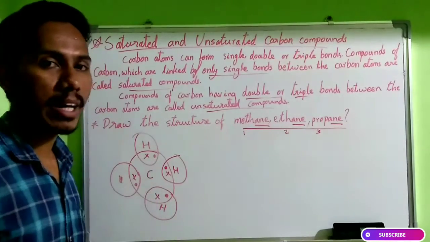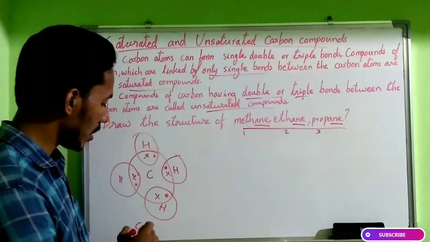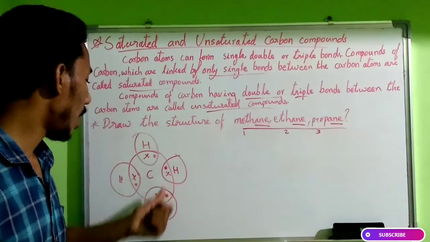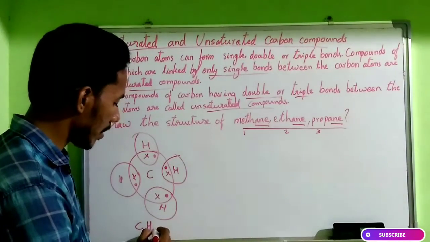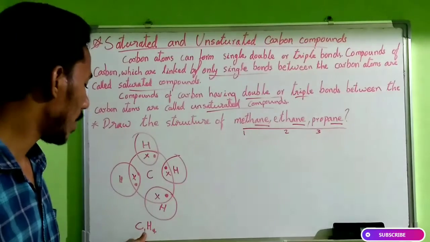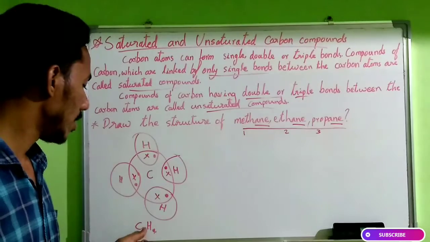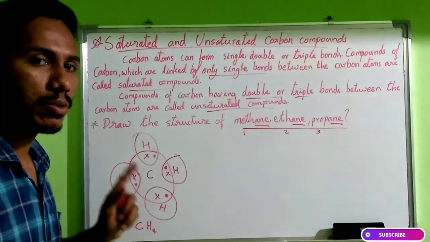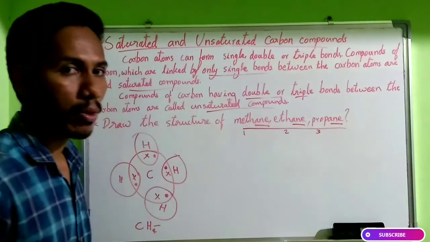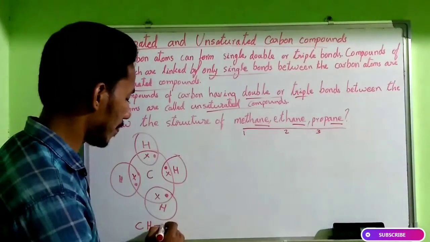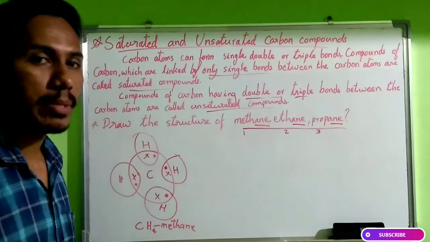So how many carbon atoms are there in this compound? Only one carbon atom, so C1. How many hydrogen atoms? 4 hydrogen atoms. CH4. C1 need not be written with the 1; if you don't write anything, it is also 1. So CH4 is the chemical formula of methane.